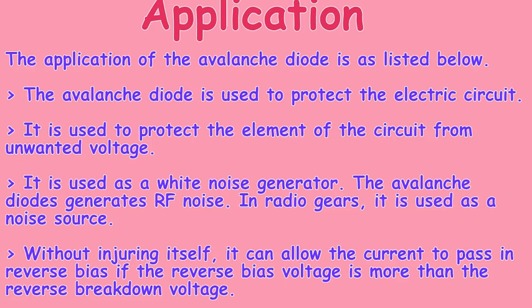Without injuring itself, it can allow the current to pass in reverse bias if the reverse bias voltage is more than the reverse breakdown voltage.